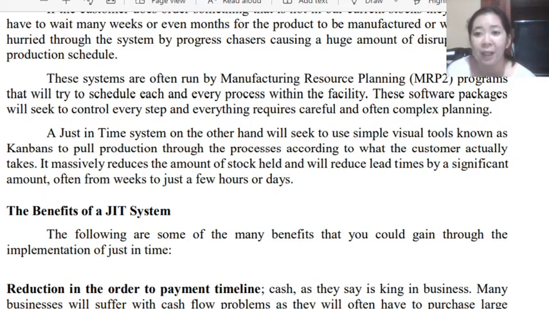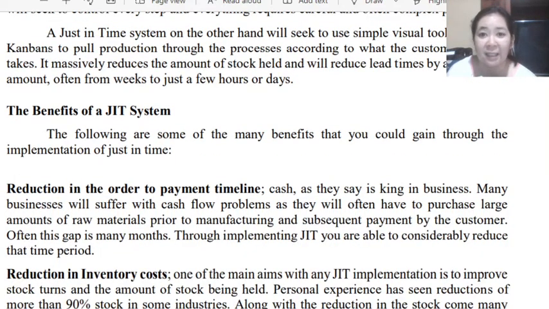Okay, although it cannot be perfected in the first try, they are continuing to improve and learn how to make the just-in-time system appropriate and useful and successful in their operations. So the benefits of the JIT system.